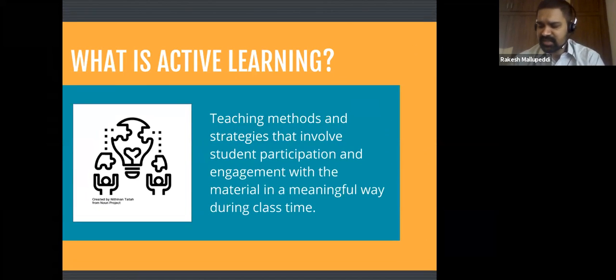A very simple definition: teaching methods and strategies that involve student participation and engagement with the material in a meaningful way during class time. So, very simple. Like I mentioned, these are the methods and strategies taken to involve student participation and engagement with the material. Like before, the teacher in the classroom would talk for 30 minutes, and the students would be listening and taking notes.